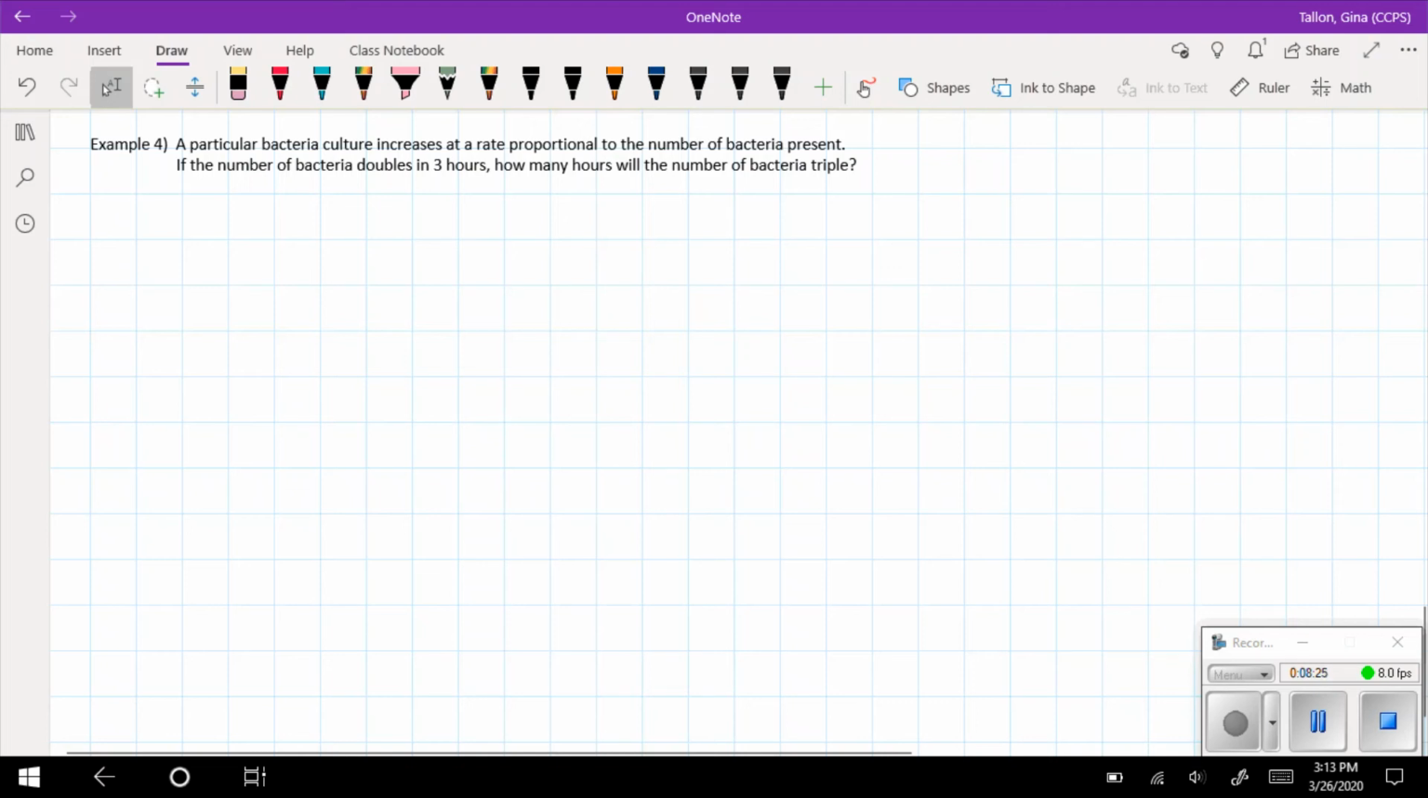So the number of bacteria doubles in 3 hours. But I don't know the original number of bacteria, do I? So let's just start this out a little bit, and I don't think it even matters what the original amount is. I can pick any original amount as well.